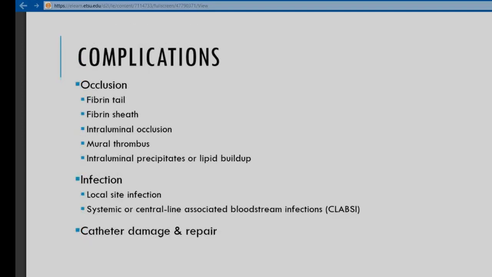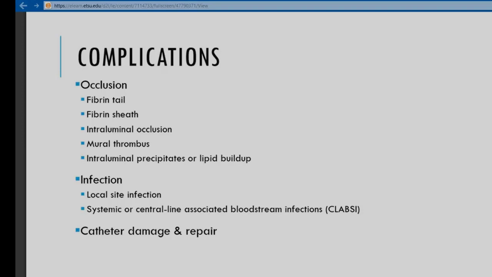Some of the complications that we can see with central venous lines in particular are occlusion. Of course, this can happen with a peripheral or a centrally inserted line. A fibrin sheath, which is just what it says, a fibrin sheath that forms within the catheter itself, which causes the catheter to narrow, and then eventually it can occlude the tip of the catheter. Intraluminal occlusion, that's just an occlusion that occurs within the lumen of the catheter itself. A thrombus, or a blood clot in the catheter, or an intraluminal precipitate or lipid buildup.